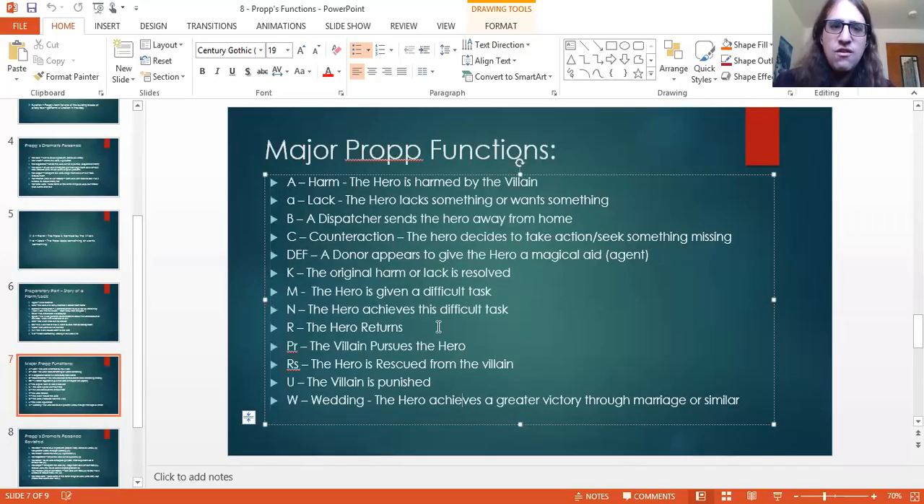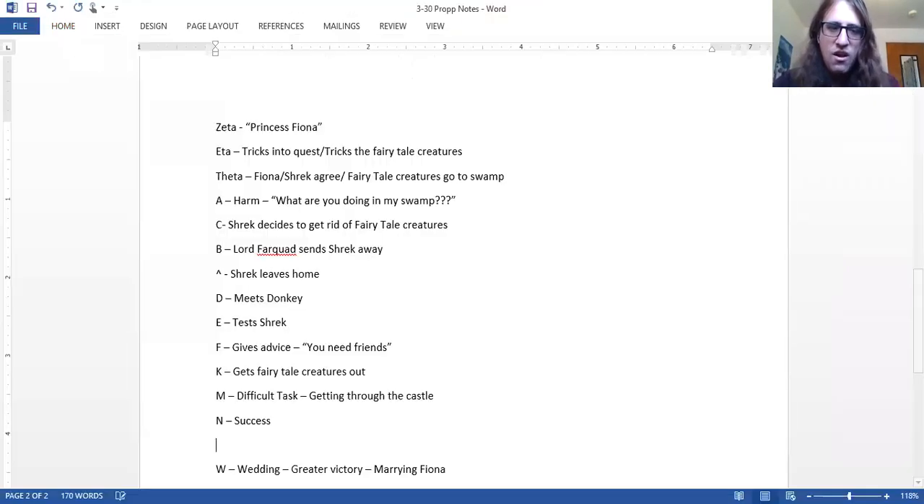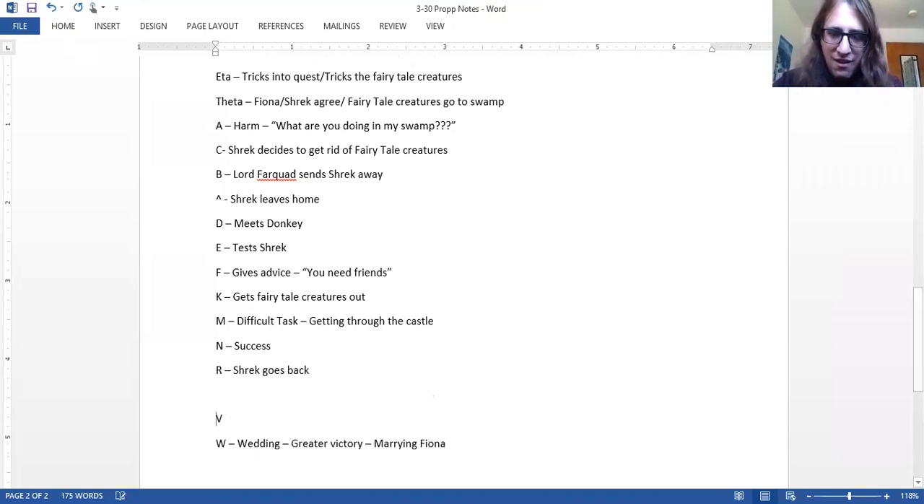The hero returns. It's interesting because Propp gives this a letter and he also gives it a down arrow. You also have stories where the villain pursues the hero and the hero is rescued from the villain. Arguably, we don't see that in Shrek. We do see the return of the hero, though, and we do see the punishment of the villain. So let's go ahead and put those on here. So return, Shrek goes back. And we can also put a down arrow, which I'm going to put a V there. Or actually, I'll do this. It's not perfect, but that's a down arrow. Shrek goes back home. He returns home.